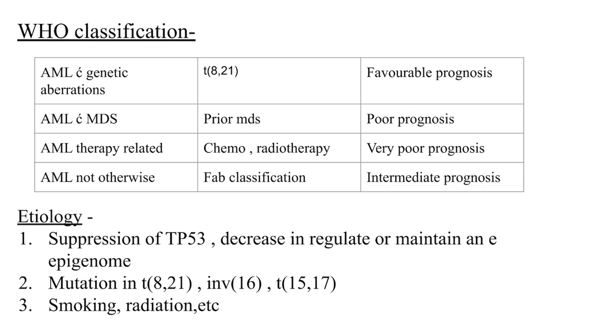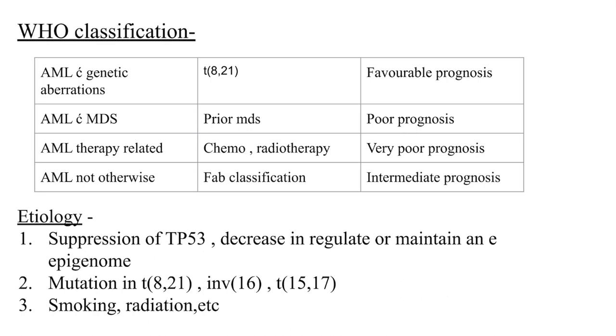Now coming to WHO classification, it is again divided into 4 types. One, the AML with genetic aberrations. It includes translocation of 8 and 21. Another is AML with myelodysplastic syndrome. That means the person got affected with MDS before. And the AML therapy related. That means if the person got treated with chemotherapy or radiotherapy, then he develops AML. It is AML therapy related. And AML not otherwise specified, which includes the FAB classification we just talked about, M0 to M7.